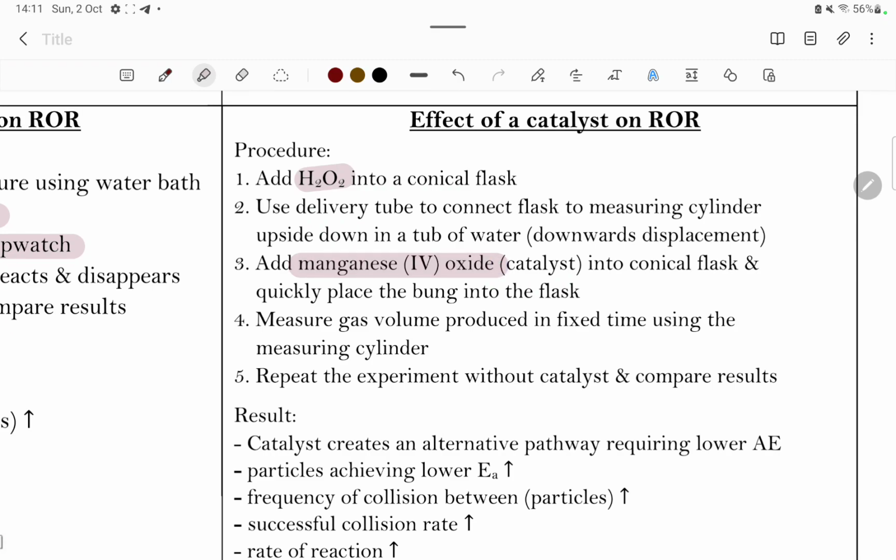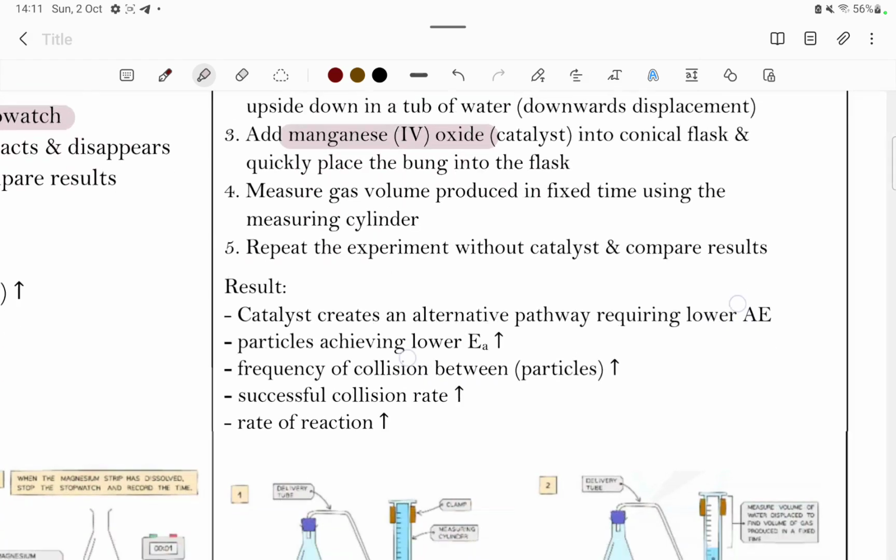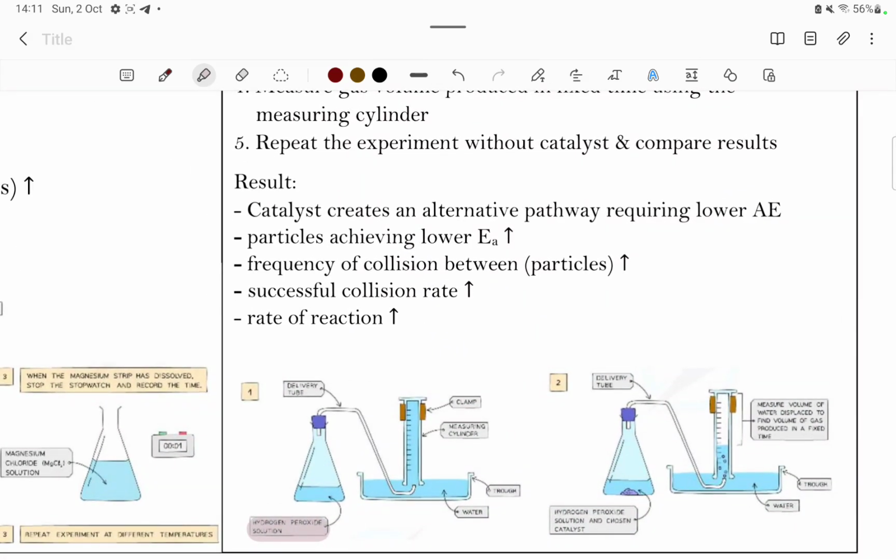One is with the catalyst, magnesium oxide. The other one is without the catalyst. Okay, and then when they ask you to explain, just write catalyst, change the name to magnesium oxide. In this case, it creates an alternative pathway requiring lower activation energy.